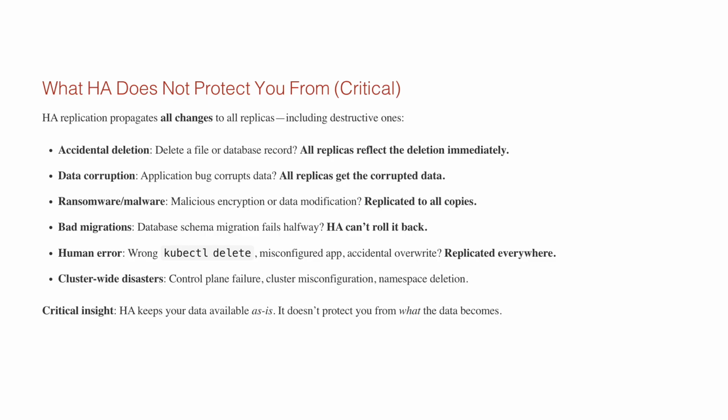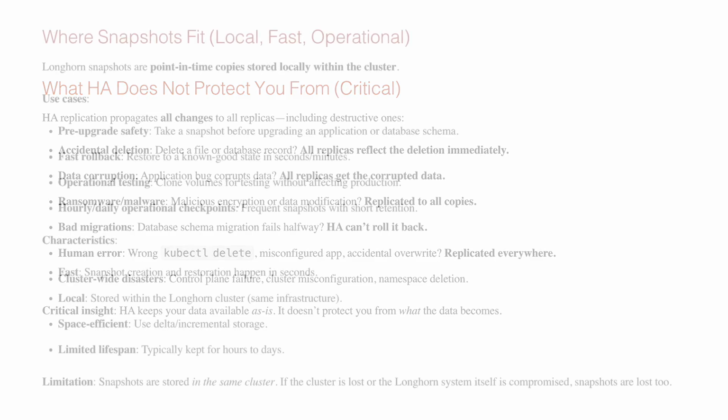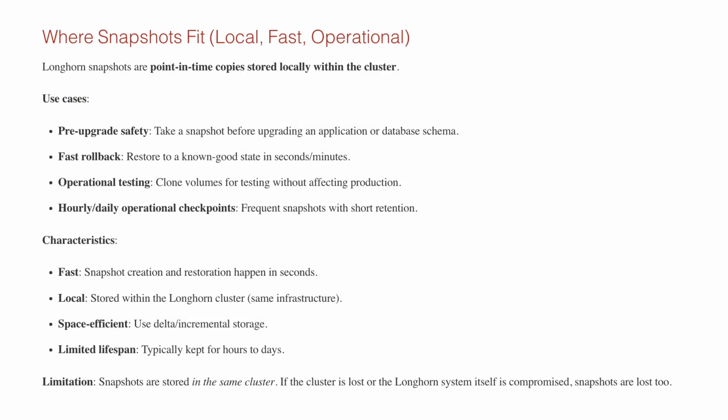The critical insight here is that HA keeps your data available as is, but it doesn't protect you from what the data becomes. This is where snapshots fit in. Longhorn snapshots are point-in-time copies stored locally within the cluster. They're perfect for pre-upgrade safety, fast rollbacks, operational testing, and hourly or daily operational checkpoints. Snapshots are fast, taking only seconds to create and restore. They're space-efficient, using delta or incremental storage.